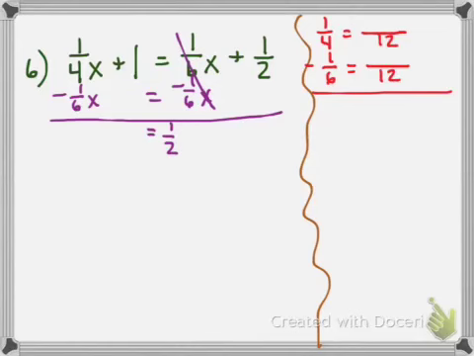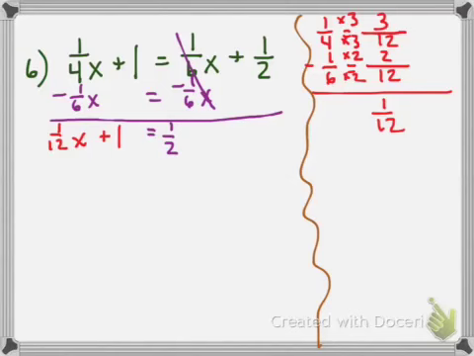And then 4 times 3 will give me 12, so 1 times 3 will give me 3. And then 6 times 2 will give me 12, so 1 times 2 will give me 2. 3 twelfths minus 2 twelfths is 1/12. So back to my problem, this becomes 1/12 x plus 1. So my left side becomes 1/12 x plus 1.